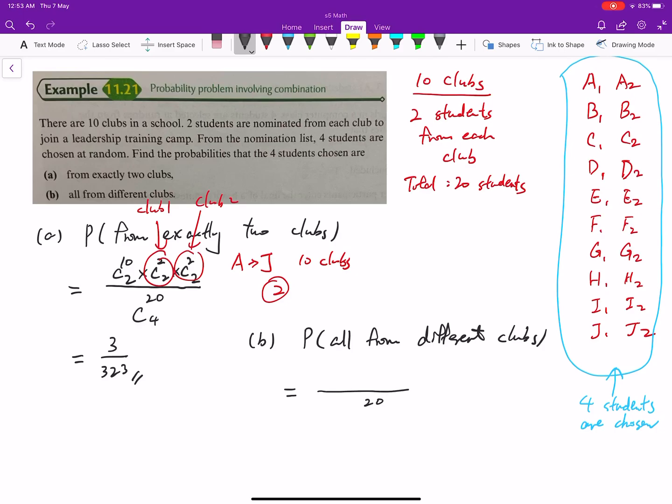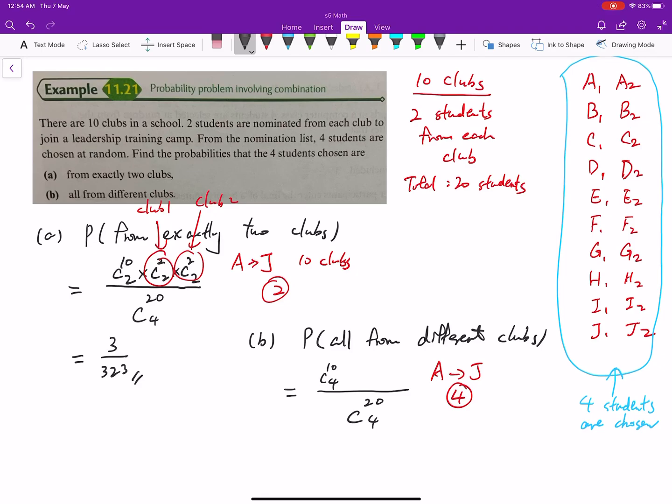First of all, the denominator is 20C4. And now, if those 4 students need to come from different clubs, how many clubs should they come from? Just imagine A to J, right? Because these 4 students need to belong to different clubs, they should come from 4 clubs. So this time we have 10C4. We first choose 4 clubs out of these 10.